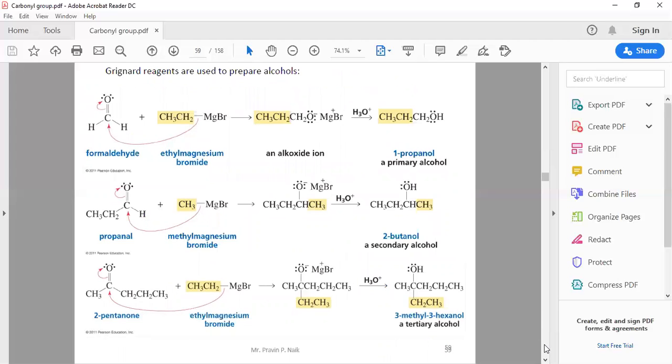So it is very important here to remember that if we are taking starting material as formaldehyde, then when we are reacting it with ethyl magnesium bromide or any alkyl magnesium halide, it forms primary alcohol. If we are taking the substituted aldehyde, then for example here in case of propanal, it forms the secondary alcohol, and in case of ketones it forms tertiary alcohol. So formaldehyde gives primary alcohol, propanal gives secondary alcohol, and the ketone gives tertiary alcohol.